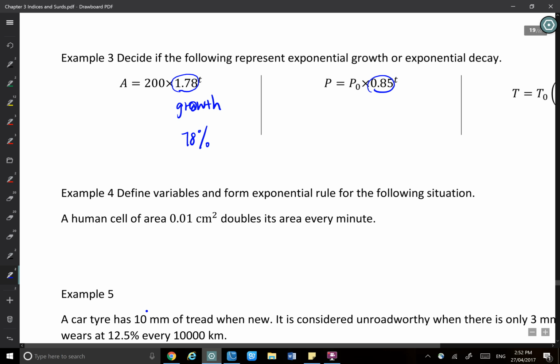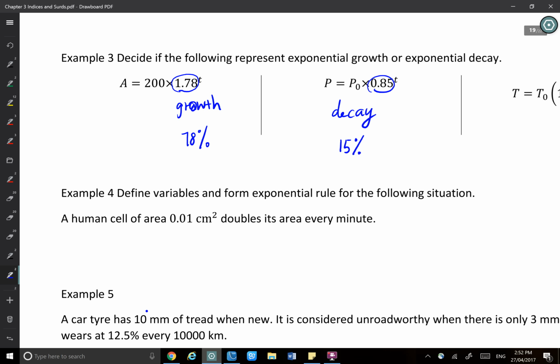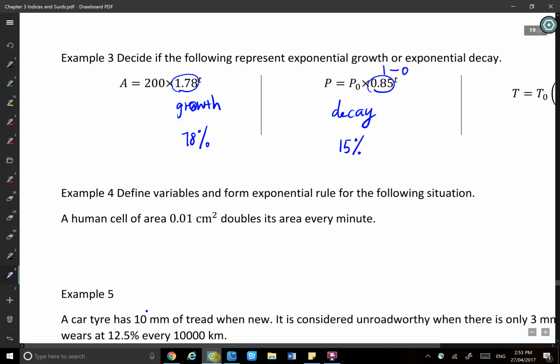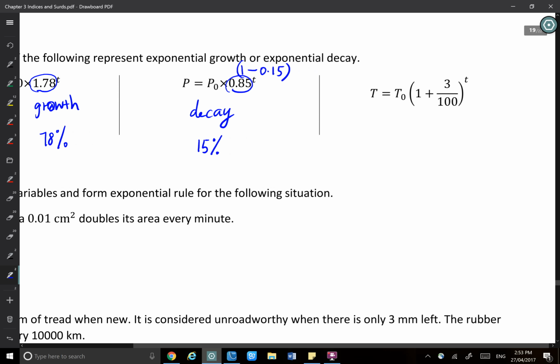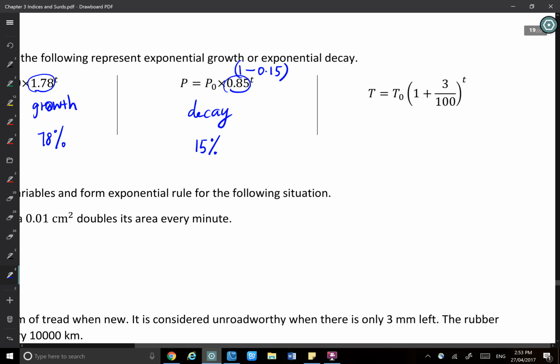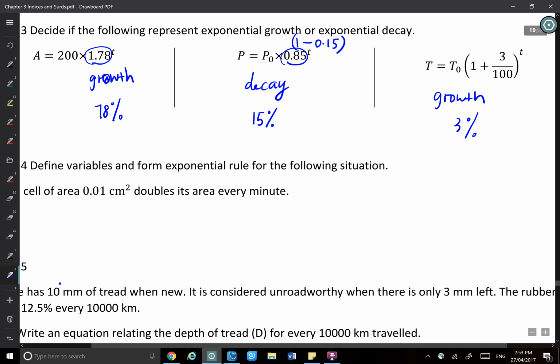And this one will be decay because it's less than 1. And I'll get a 15% decay rate. Decreasing by 15%, because 1 subtract 0.15 gives you 0.85. So it's a 15% decay rate. And that one will be growth, because 1 plus that, so the growth rate is 3%.